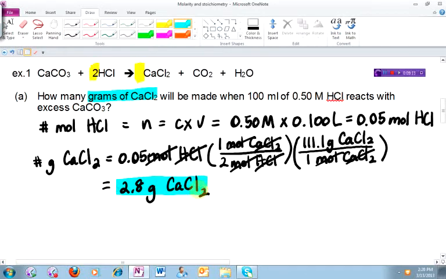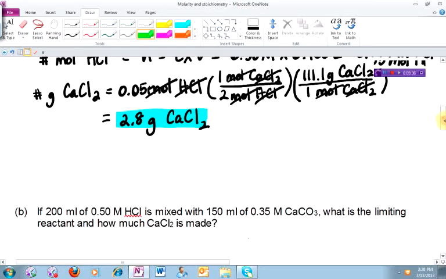So you can see we went from 100 milliliters of a 0.5 molar solution of hydrochloric acid to the grams of calcium chloride. So you're given information about the reactant, you use that information to figure out the moles of hydrochloric acid, and then you plug that into your stoichiometry calculation to figure out the grams of calcium chloride. So let's take a look at a couple more problems.